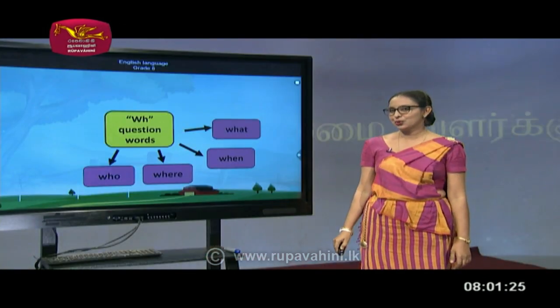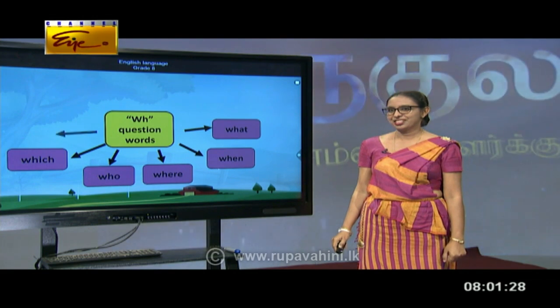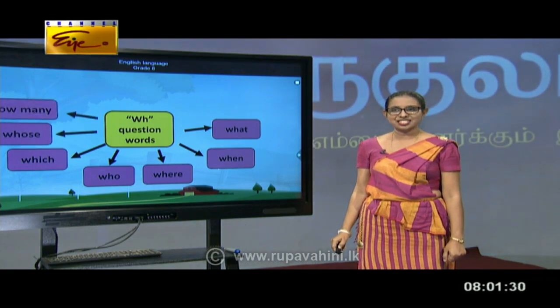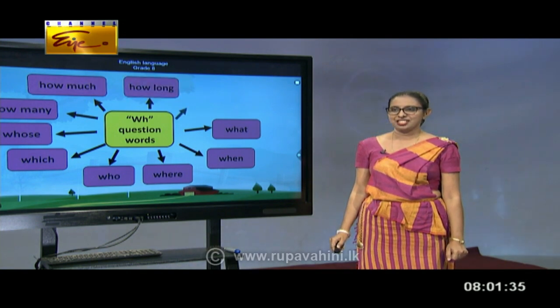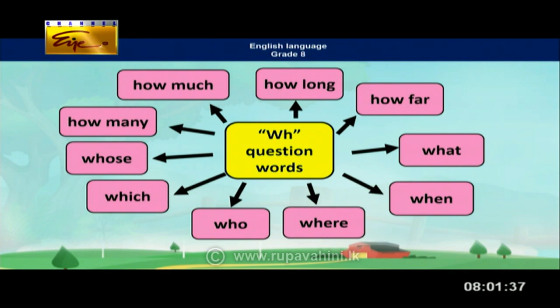What? When? Where? Who? Which? Whose? How many? How much? How long? How far? These are some of the question words. What, when, where, who, which, whose, how many, how much, how long and how far. And let's see when we use these question words.